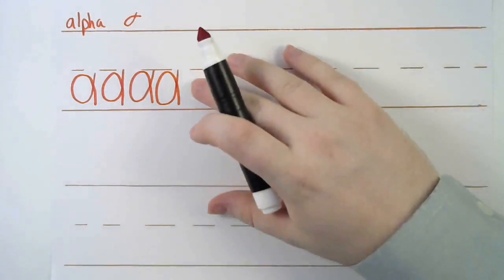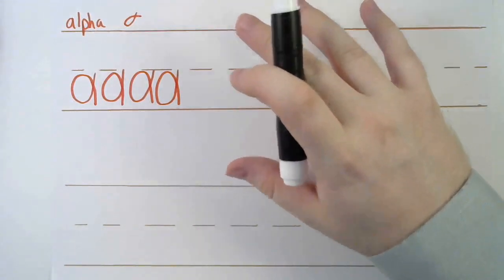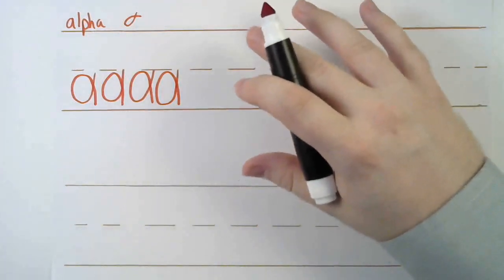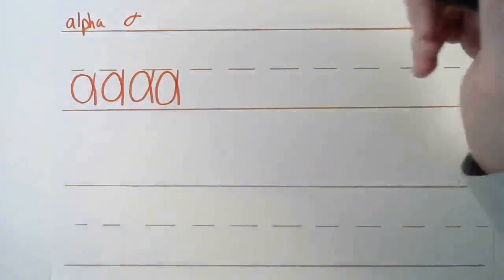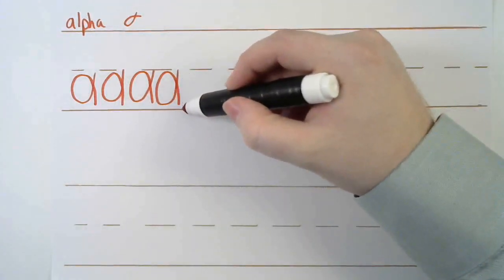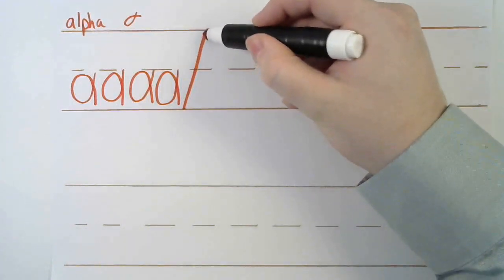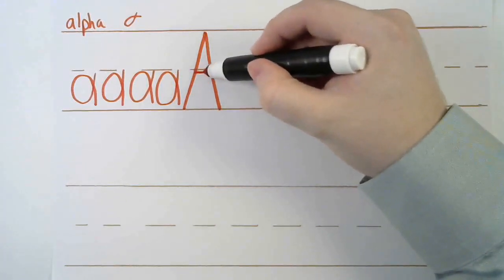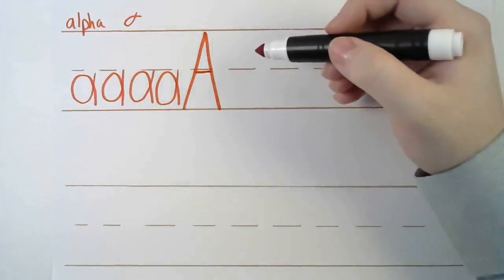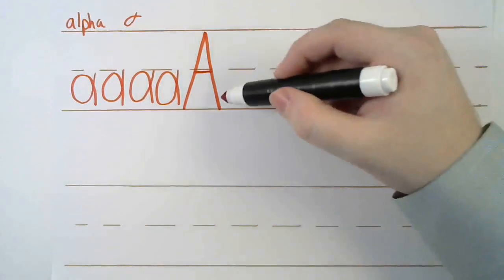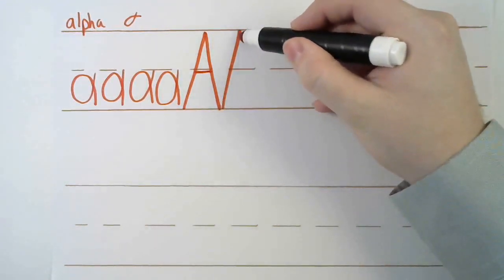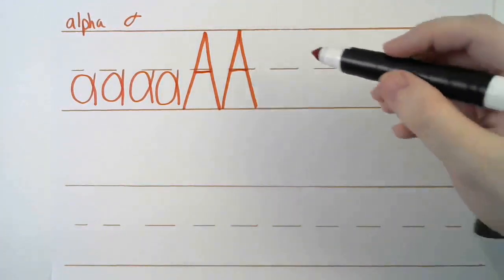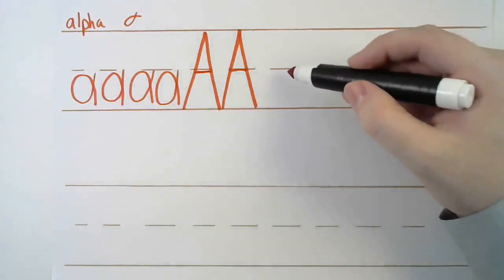Alright, now that's the lowercase alpha. I'm going to show you how to do the uppercase alpha so you're familiar with it, but don't stress over the capital letters just yet. Focus on the lowercase. But here's a capital alpha. You go up, you come down, and you put a cross beam right there in the middle-ish. Yes, it looks exactly like our capital English A. You go up, back down, and a cross beam. So that's the capital alpha, but you really want to focus on the lowercase for now.